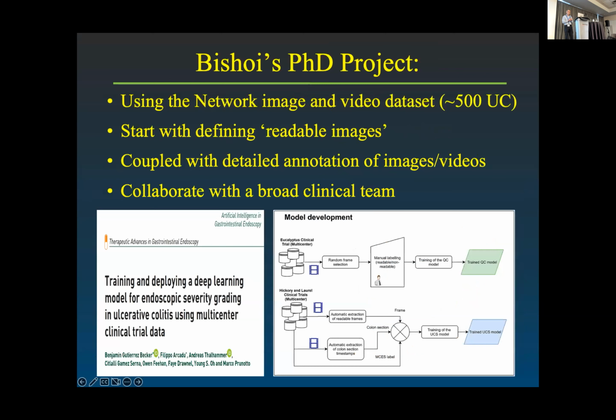And what we're working on now, so we have about 500 videos of children with ulcerative colitis at time of diagnosis. The main challenge that we have, if you look at one of these videos, is that there's a lot of garbage. There are a lot of images there that are useless, where there's either liquid covering the camera or you're looking at the wall, you're not getting a clear image. So our first task is to try and identify readable images.